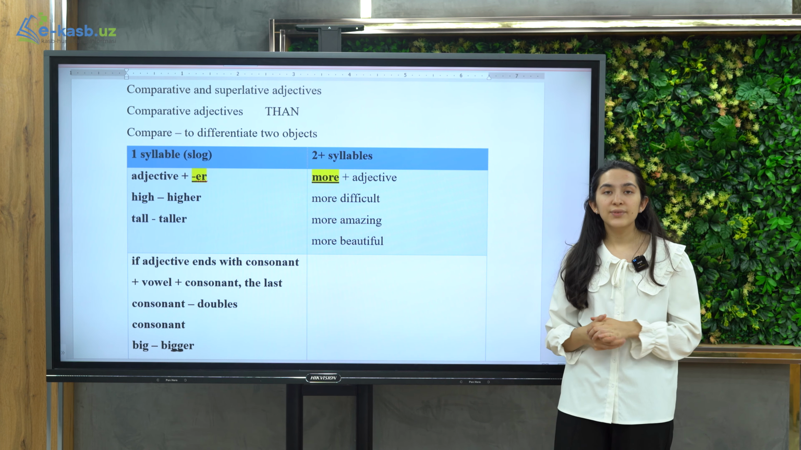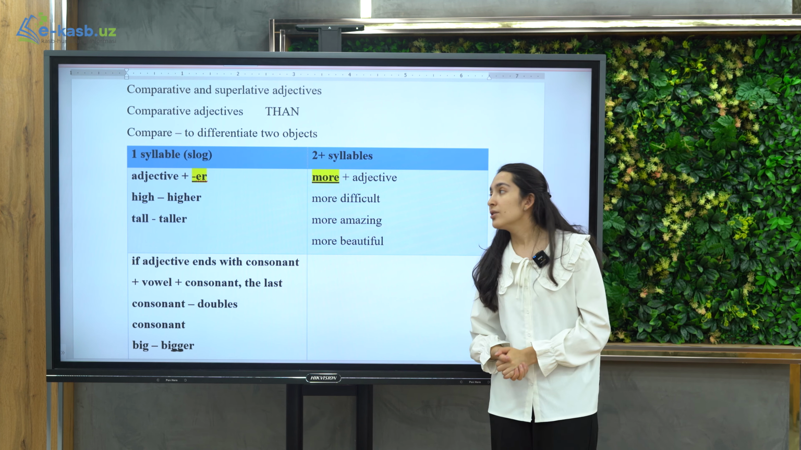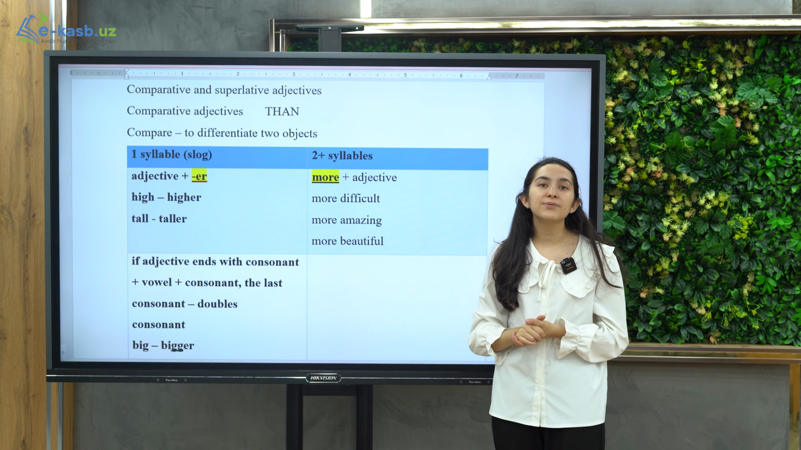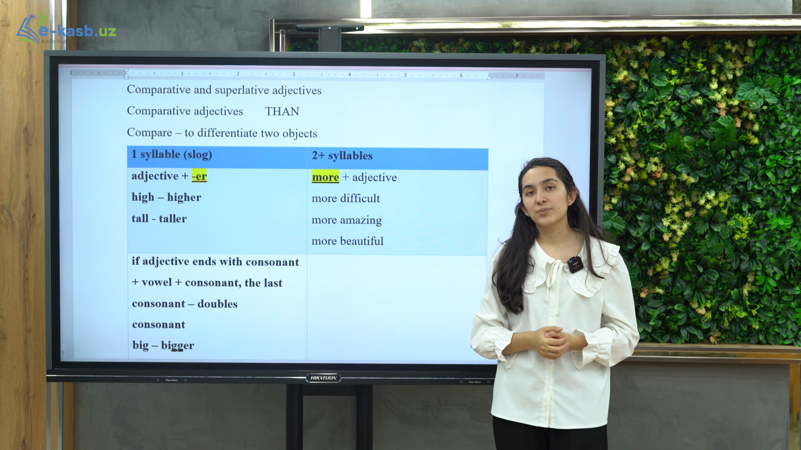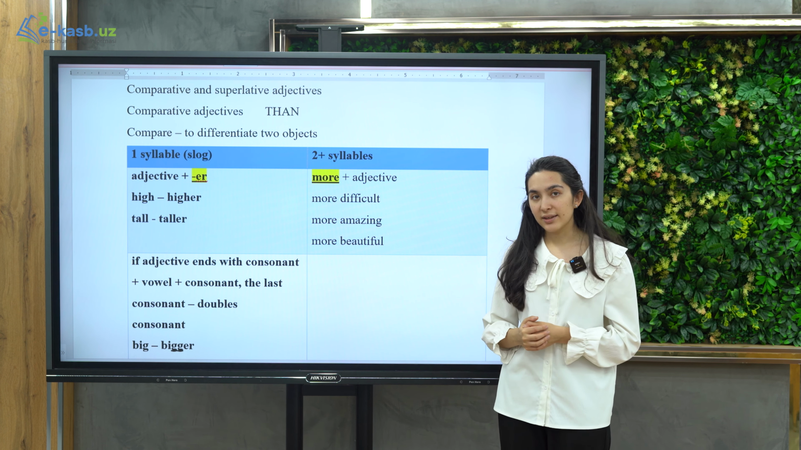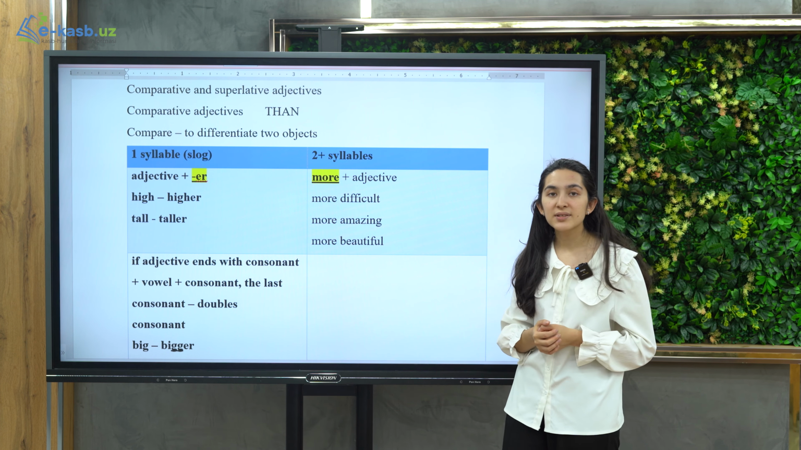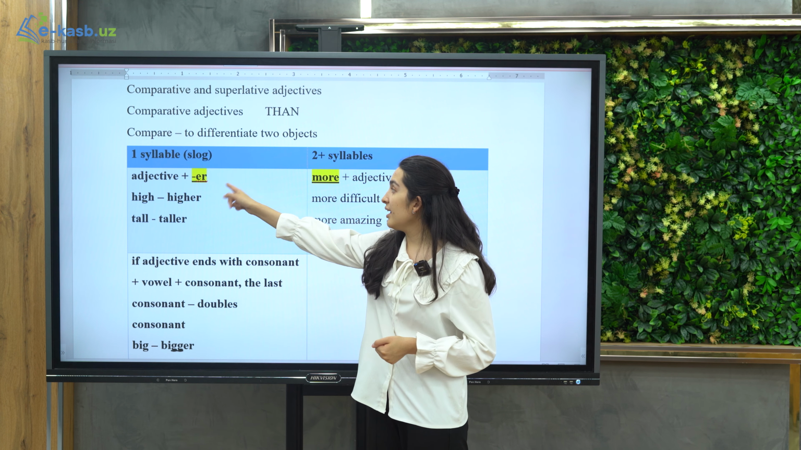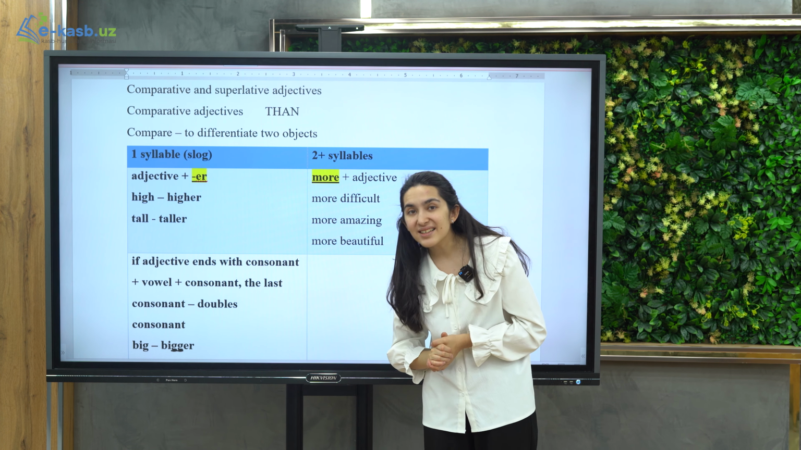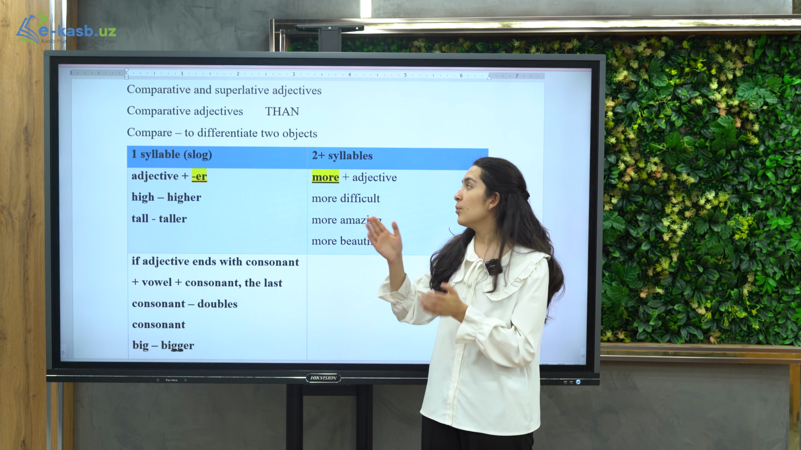So, how we make comparative adjectives? So, we only use comparative with adjectives and adverbs. About adverbs we will talk later, but when it comes to adjectives, we just use er. So, one syllable. Syllable means bo'g'in.